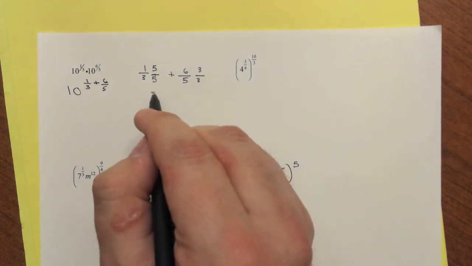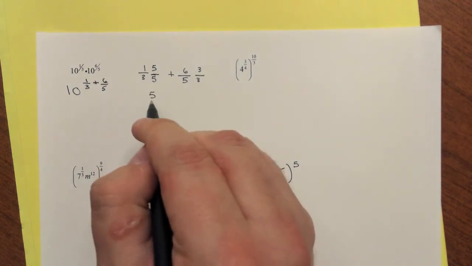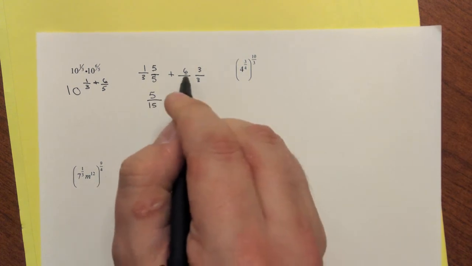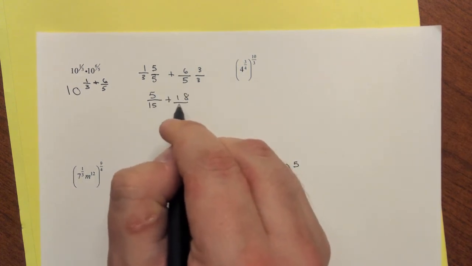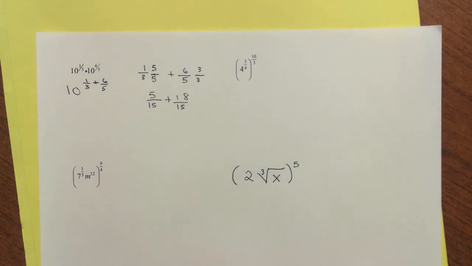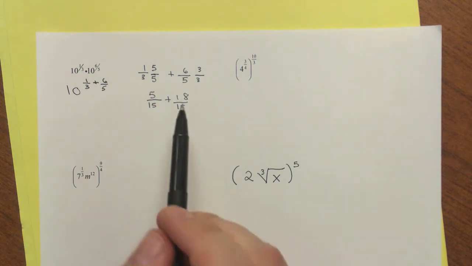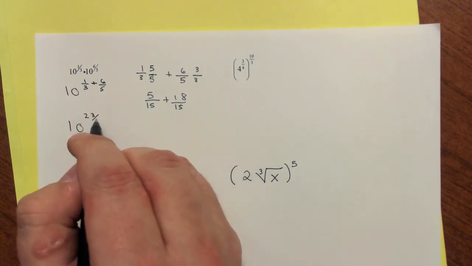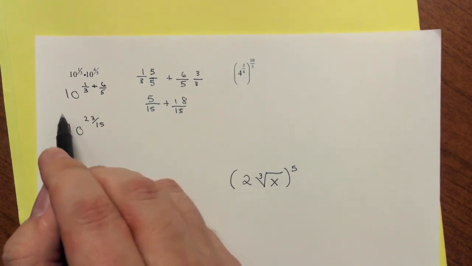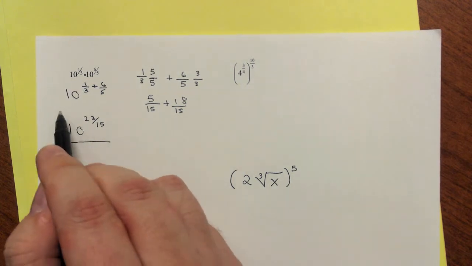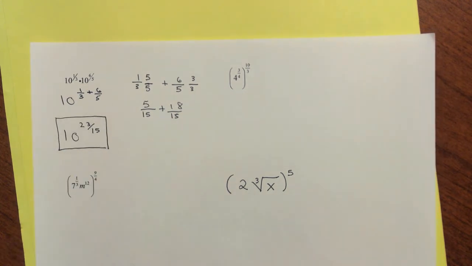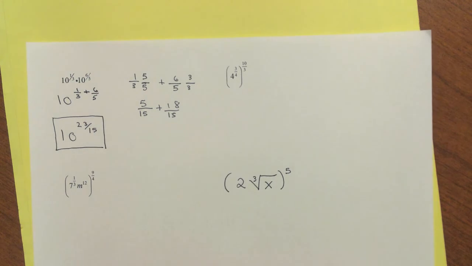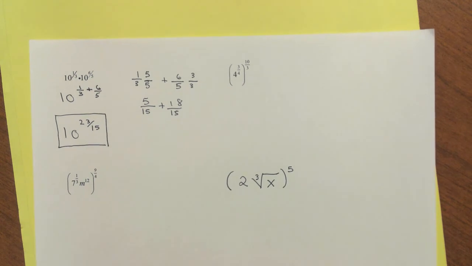What does this give me? 1 times 5 is 5. 6 times 3 is 18. So I am left with 10 to the 23/15ths. Presumably I can leave it in this form. I wasn't asked to put it in radical form, but I could write that in a radical form as well and simplify it a bit. Since the numerator is greater than the denominator, there's one group of 15 in there if I did do that.